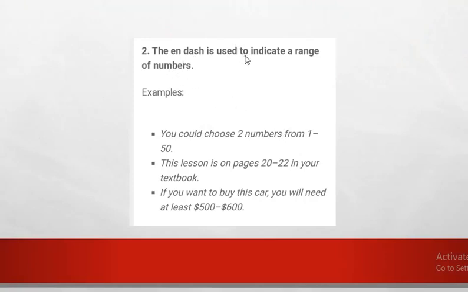The en dash is used to indicate a range of numbers. You could choose two numbers from 1 to 50 to express the phrase "1 to 50". Here, in place of "to", we are using an en dash.